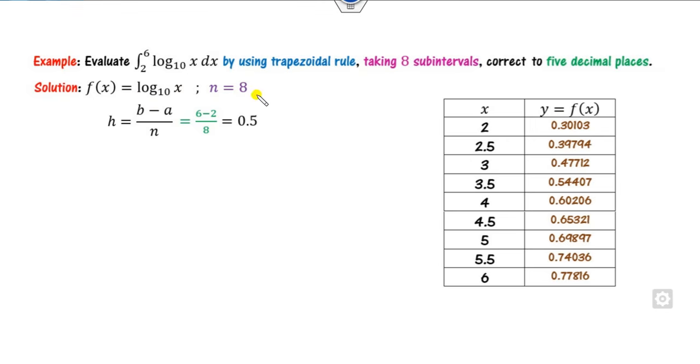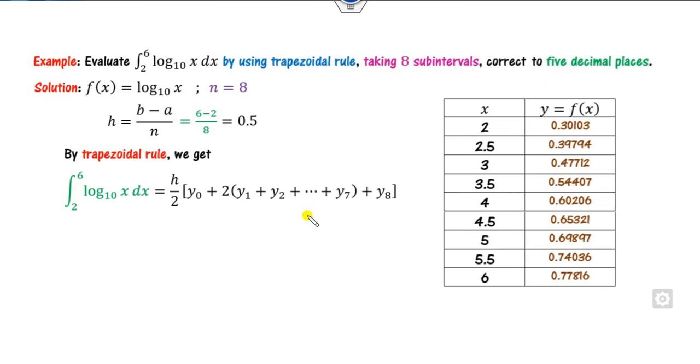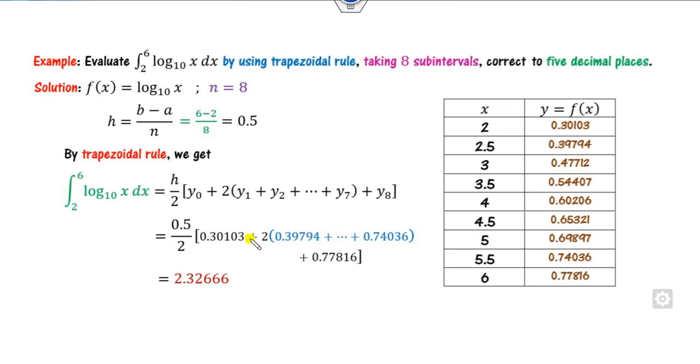Now since n is not equal to 1, we can use the composite trapezoidal rule. We can use this formula. I can take the first value and the last value as such, and the values in between are multiplied by 2 by using this rule. What is h? It is 0.5. If I substitute all these values here, you can use your calculator and get the result up to 5 decimal places as the required answer.